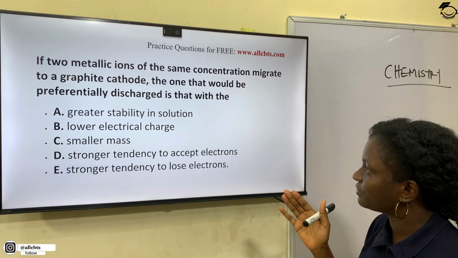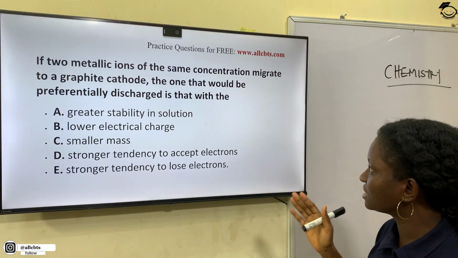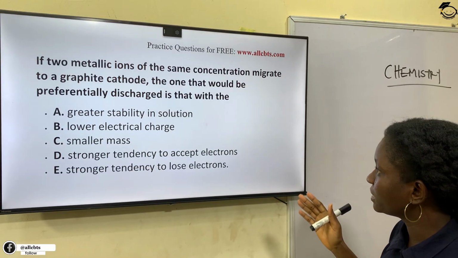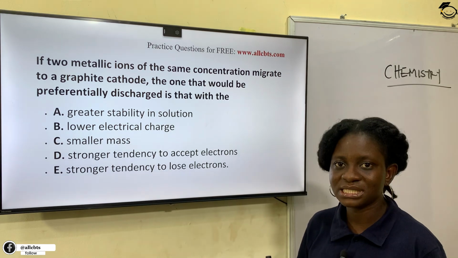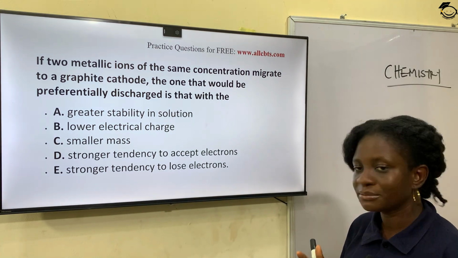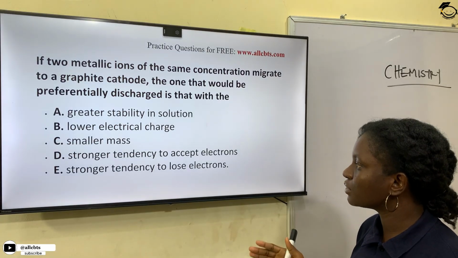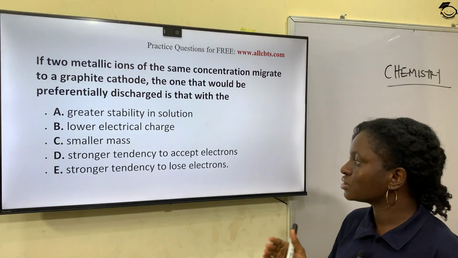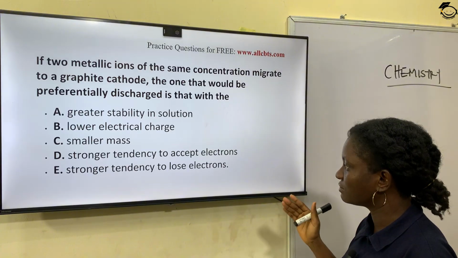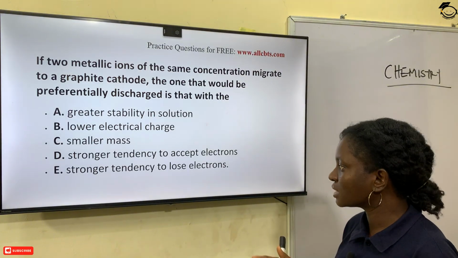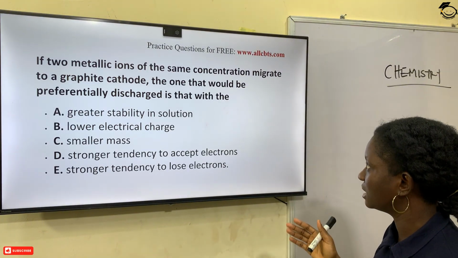Next question. If two metallic ions of the same concentration migrate to a graphite cathode, the one that would be preferentially discharged is that with the A. Greater stability in solution, B. Lower electrical charge, C. Smaller mass, D. Stronger tendency to accept electrons, E. Stronger tendency to lose electrons.